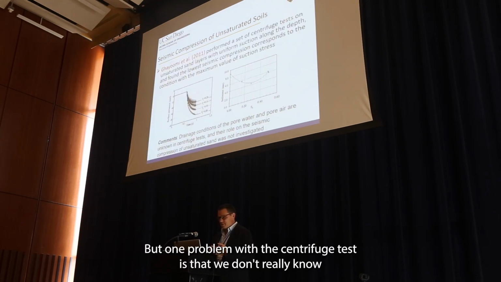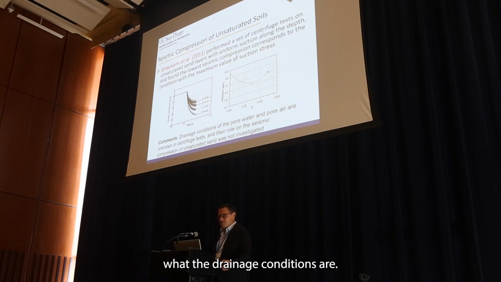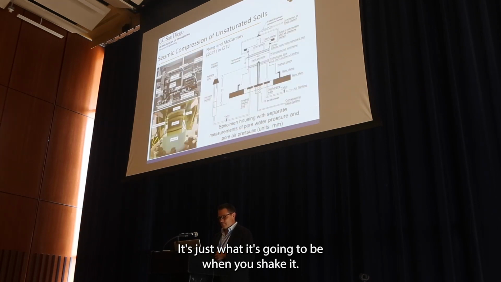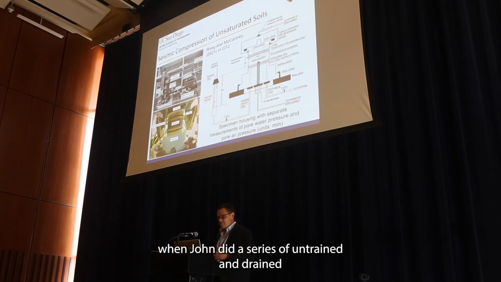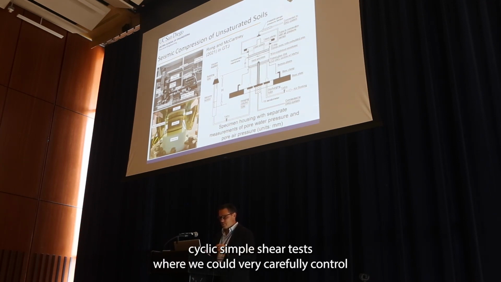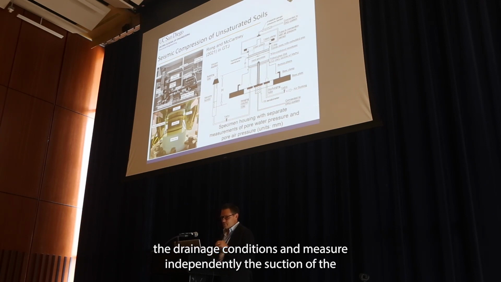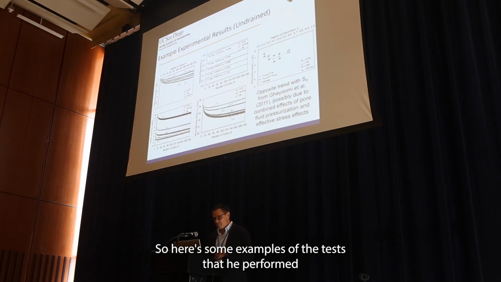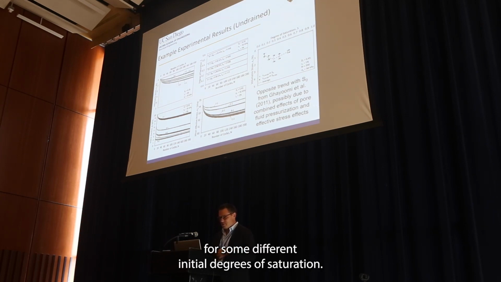But one problem with the centrifuge test is that we don't really know what the drainage conditions are. It's just what it's going to be when you shake it. So that's one of the reasons that my previous student, Wen Yang, did a series of undrained and drained cyclic simple shear tests where we could very carefully control the drainage conditions and measure independently the suction, the pore water pressure and pore air pressure to calculate changes in suction. So here are some examples of the tests that he performed for some different initial degrees of saturation.